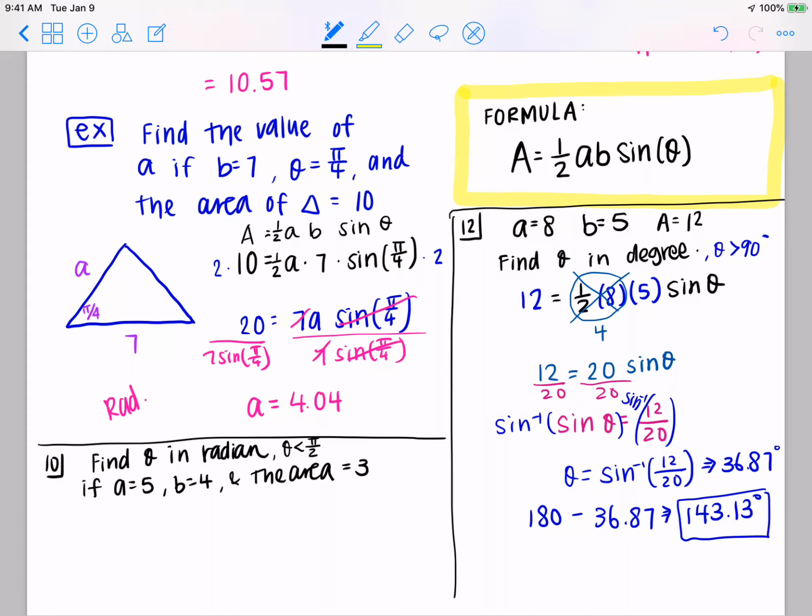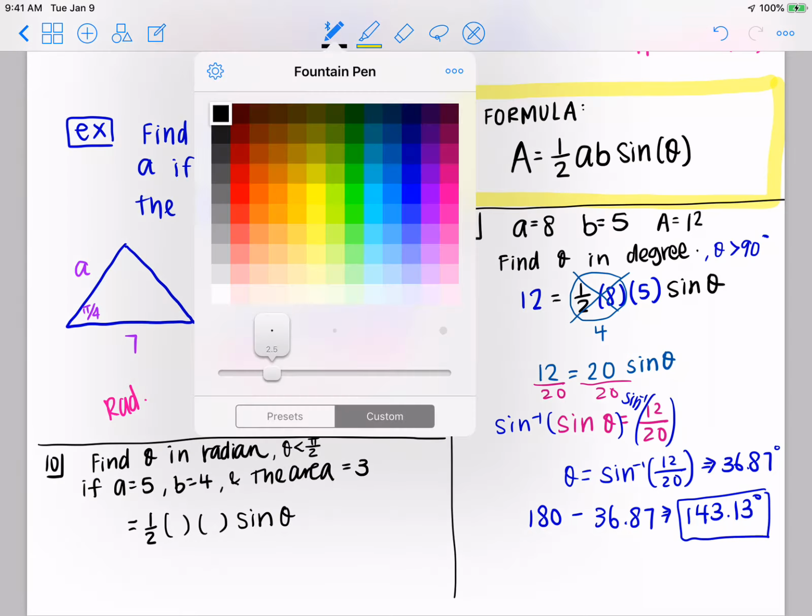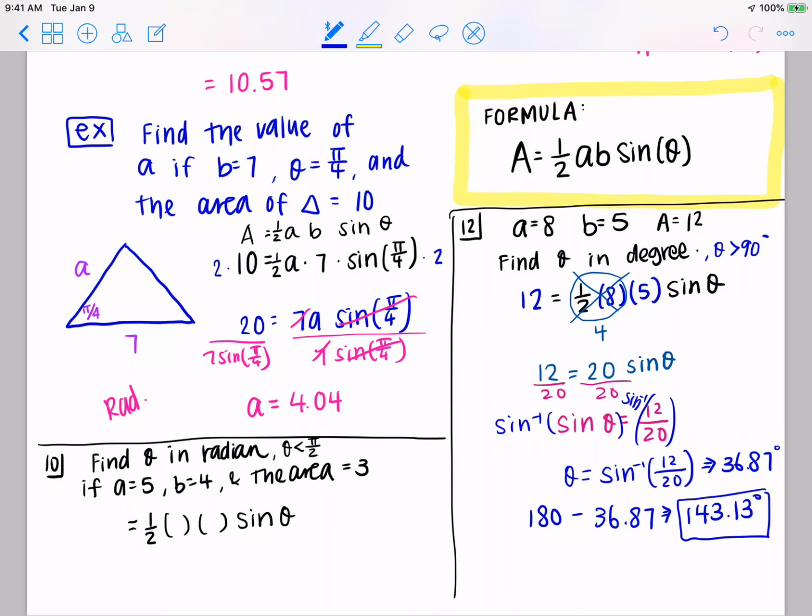Okay, so substitute our numbers. We still have 1/2 multiply sine, since we're still looking for theta, so sine theta, I'm going to keep it right there. 3, 5, and 4. Okay, move all your numbers. You should have gotten 3.2 over 20 to equal to sine theta. Okay, sorry, not 32, 3.2. Oops. 3.2. So I got 6 over 20 equal to sine theta.